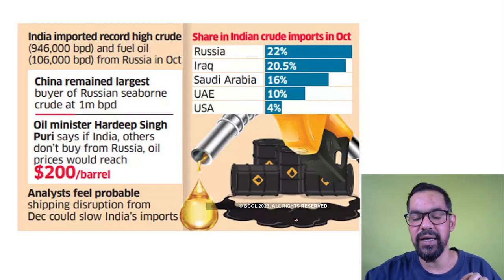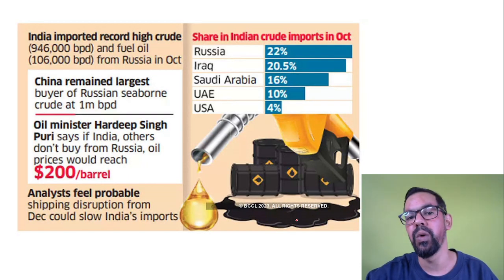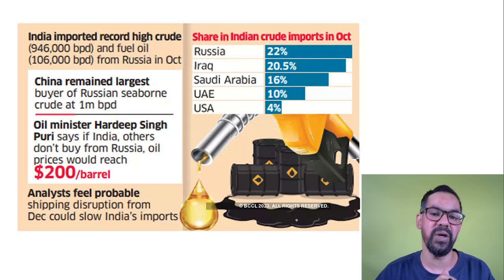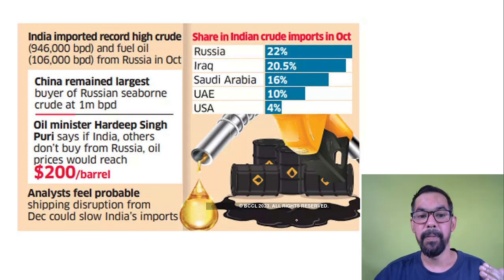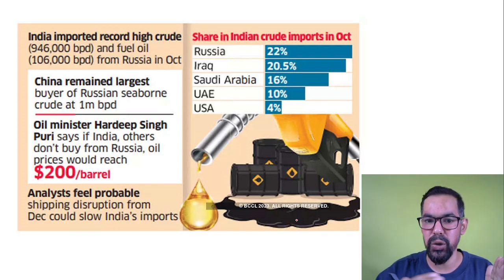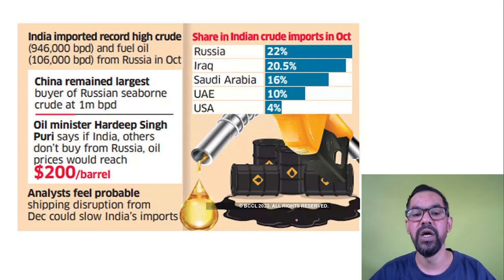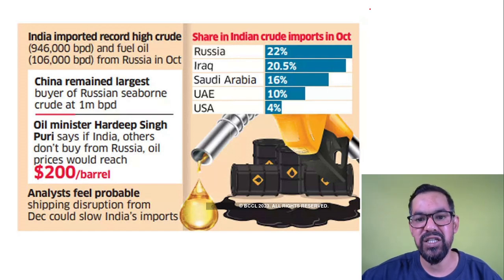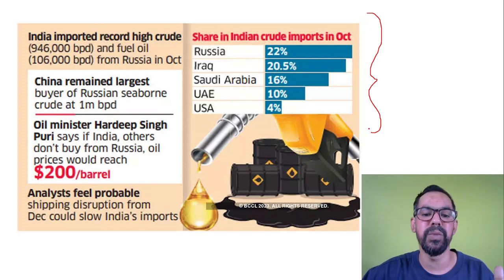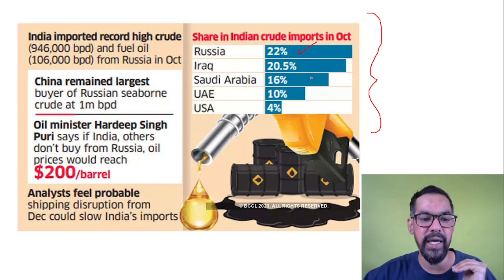Now, the next thing: after the Russia-Ukraine war, there is a change in crude oil imports. Previously we imported maximum from Iraq, Saudi Arabia, UAE, USA, but during this Russia-Ukraine war, India's crude oil import from Russia increased drastically, because Russia generally offers us crude oil at a lower price. So nowadays the maximum crude oil and petroleum products we import from Russia, followed by Iraq, Saudi Arabia, UAE, and USA.